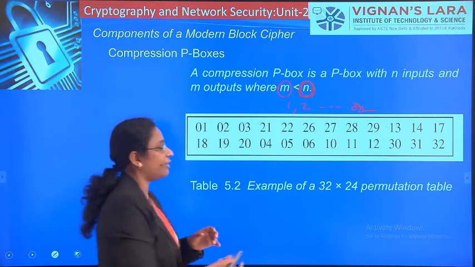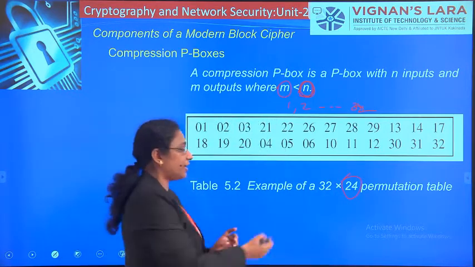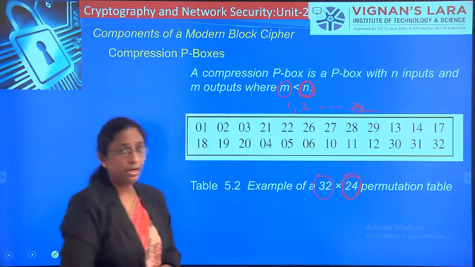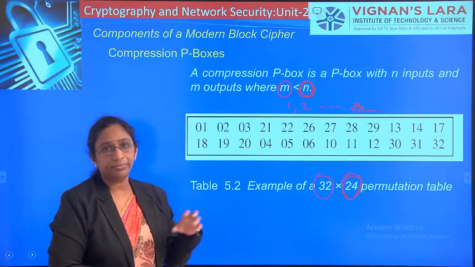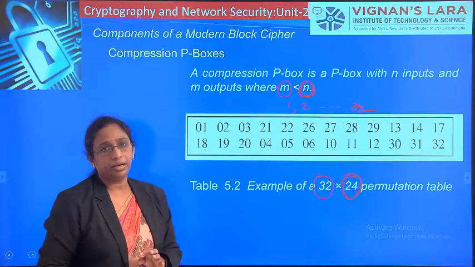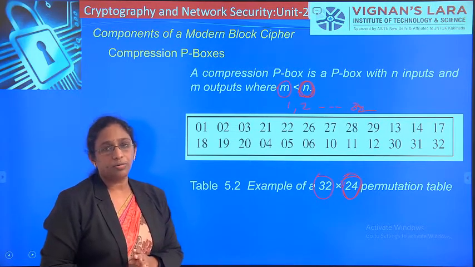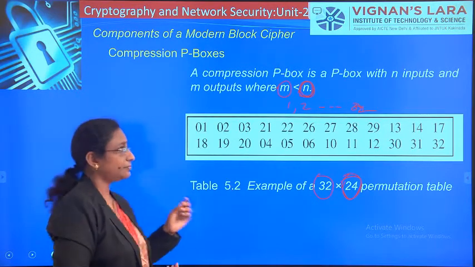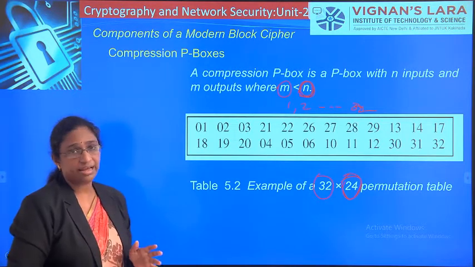Since we require only 24 bits, from these 32 bits some number of bits are discarded and we will be taking only 24 bits. So that is the compression box, where the number of inputs will be more and the number of output bits will be less. Since the output number of bits has to be less, we will be discarding some bits. Those are the three P boxes we have seen.